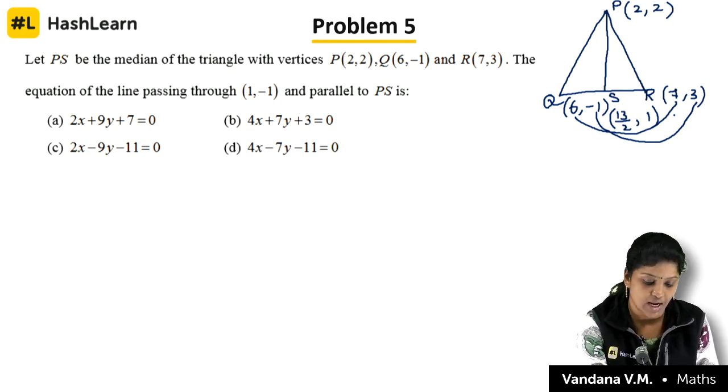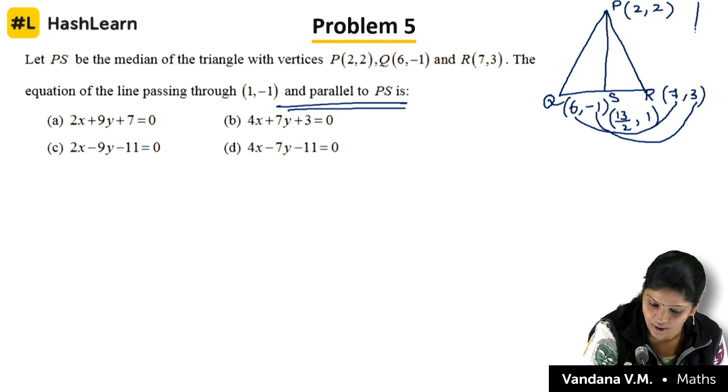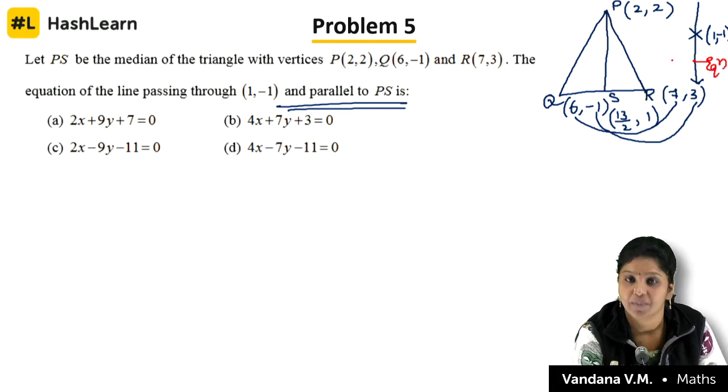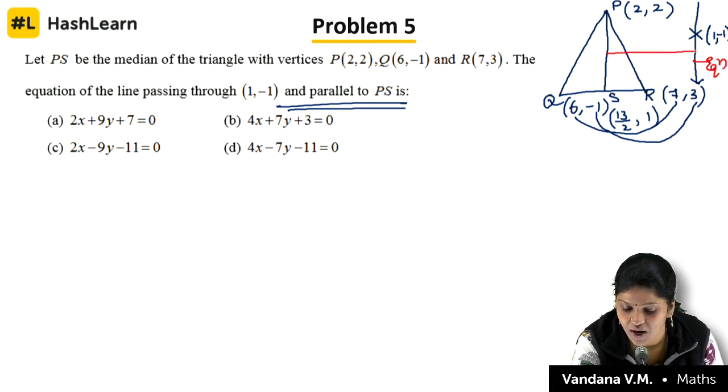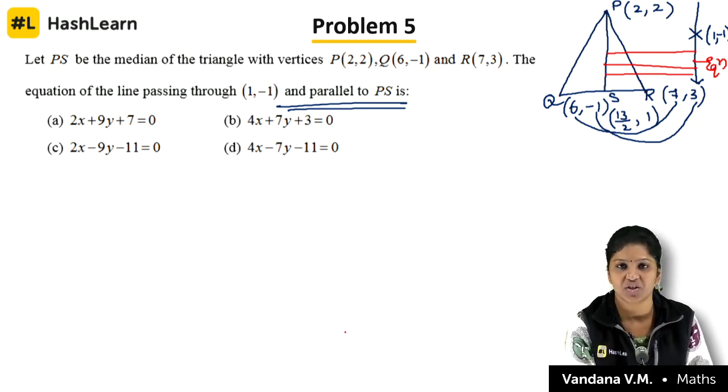The equation of a line passing through 1, minus 1 and parallel to PS. So there is one more line which is passing through 1, minus 1. Now I would like to find out this equation. But what is the condition? These two are parallel lines. Parallel lines means what? The slope must be equal. So passing through the point I know. So if I find out the slope of this PS, I can easily find out the equation. Very simple question, right? Yes.